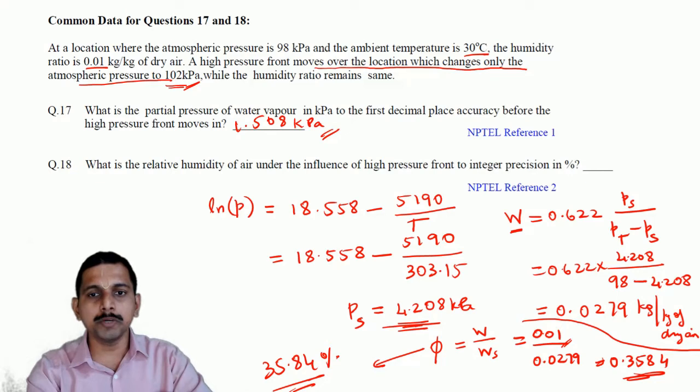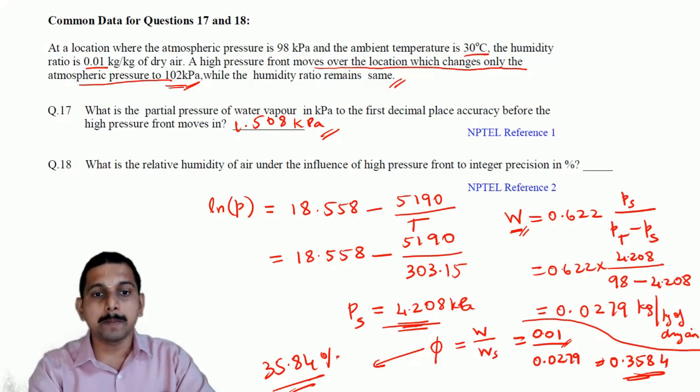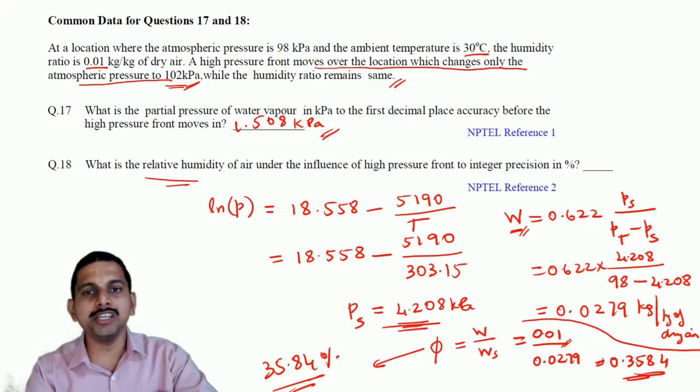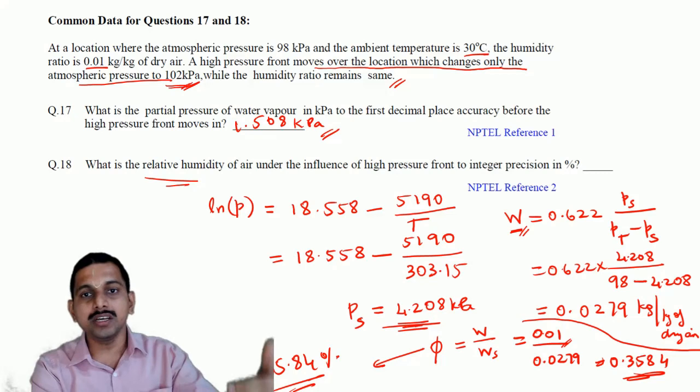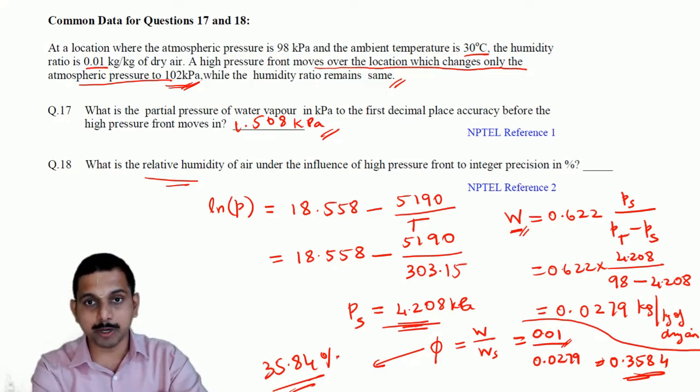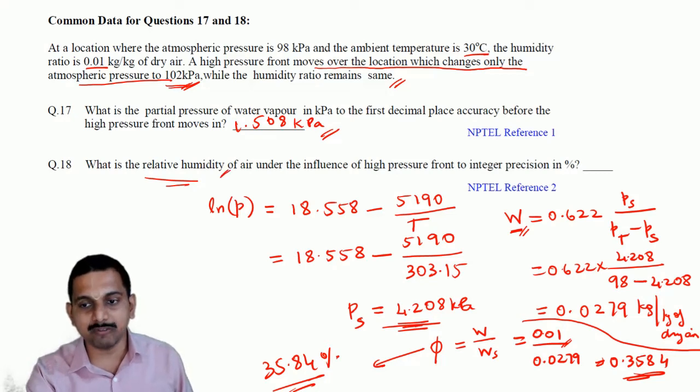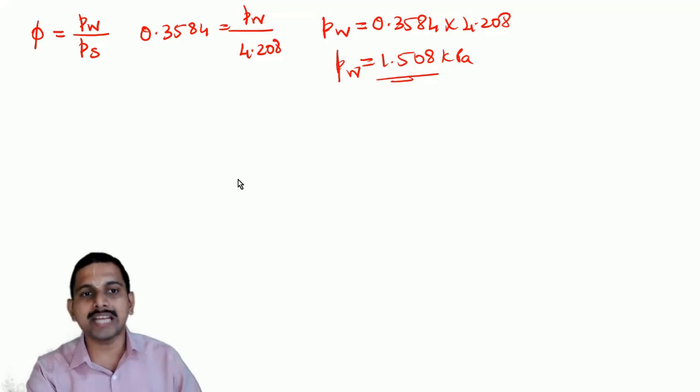And now the humidity ratio also remains the same. What is changing is the humidity ratio at saturation. Because the humidity ratio at saturation changes, my relative humidity also changes. The humidity ratio at saturation changes because of the change in the atmospheric pressure, and we have to see what the relative humidity is here. So let us see what the humidity ratio at saturation is at the higher pressure.